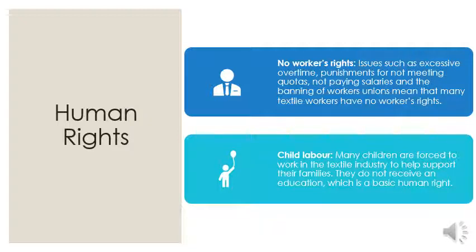Workers in the textiles industry can sometimes feel they have no rights. They work for very little money and are punished for not reaching quotas. What quota means is most workers will be expected to make a particular amount or number of clothing on their shift. If they do not meet this, they may not get paid. Child labour, as we spoke about in the previous slide, is a huge issue. Children are forced to work in the textile industry, which means not only do they miss out on education, but they also miss out on their childhood.